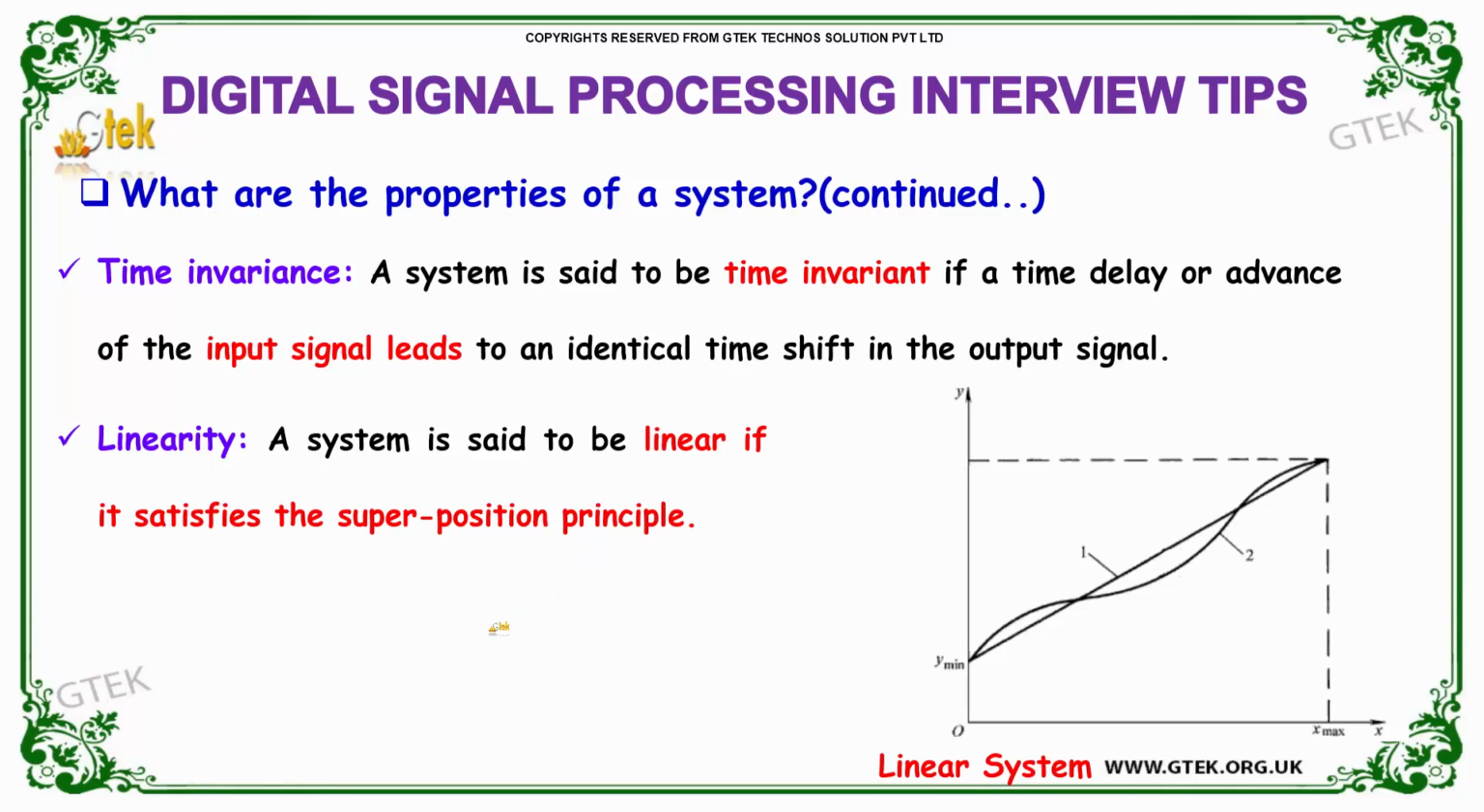And the next property is time invariance. A system is said to be time invariant if a time delay or advance of the input signal leads to an identical time shift in the output signal. And in terms of the property linearity, a system is said to be linear if it satisfies the superposition principle.